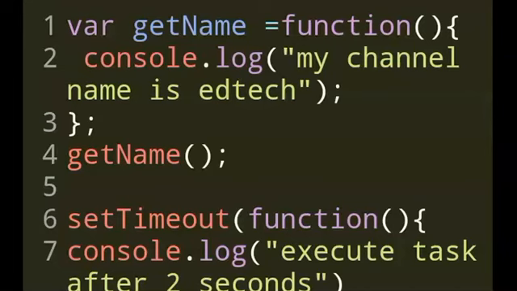This is pretty simple. If you have any confusion about that, do let me know. I'm just showing you a scenario where the anonymous function is used within the parenthesis as an argument for another function, which in this case is setTimeout.